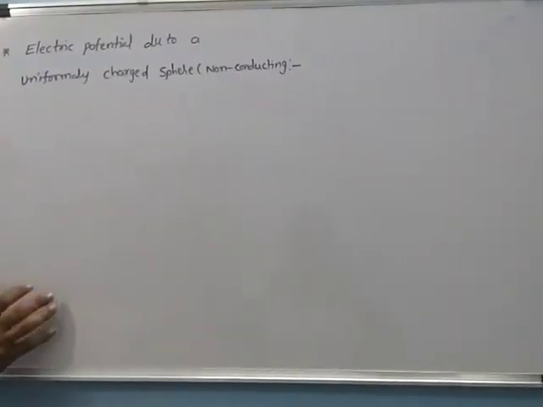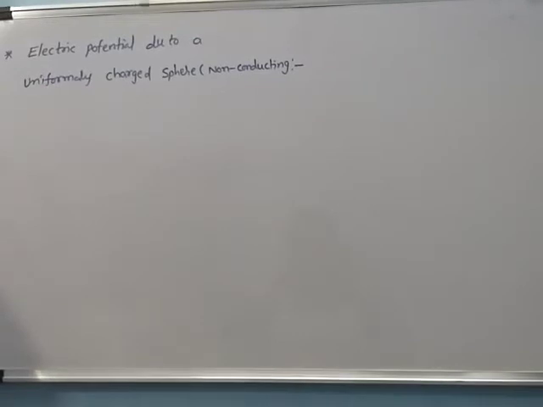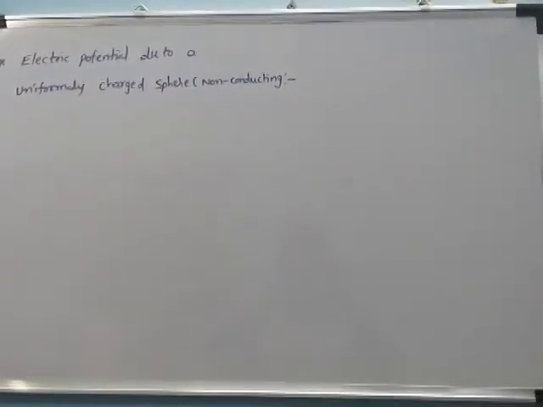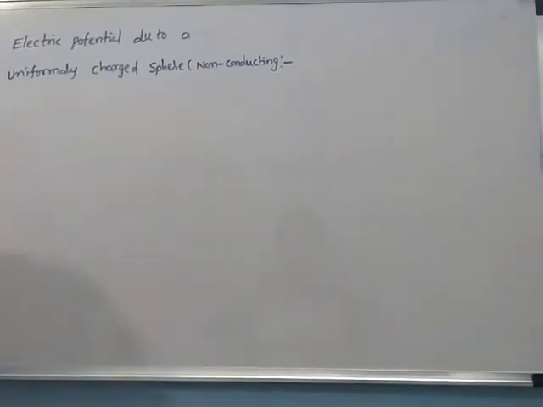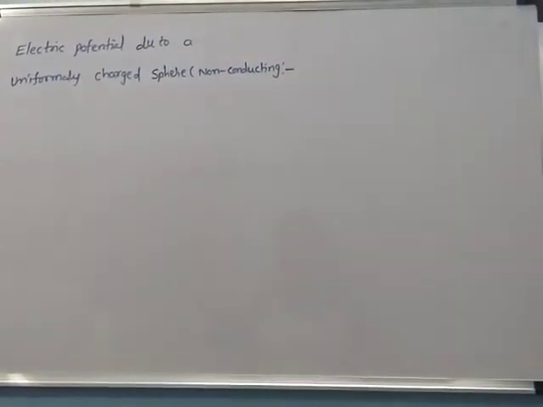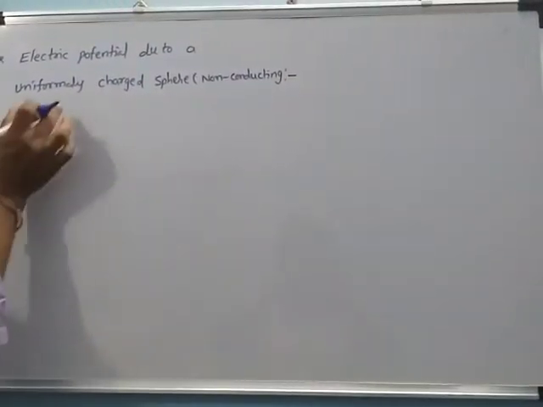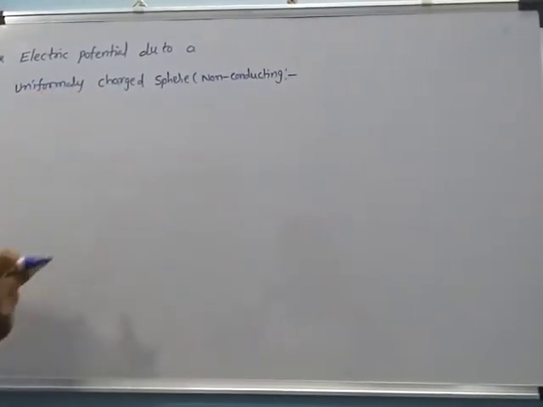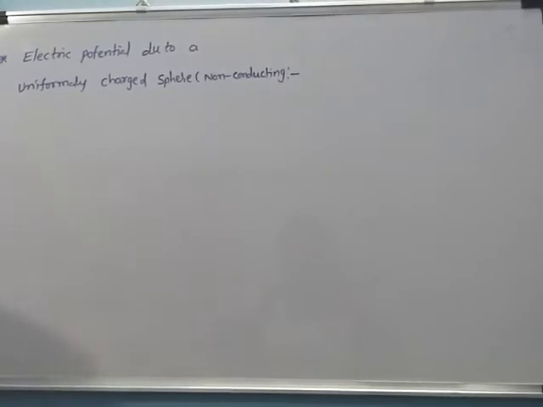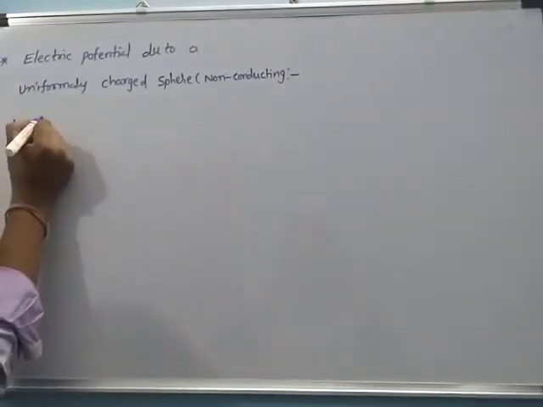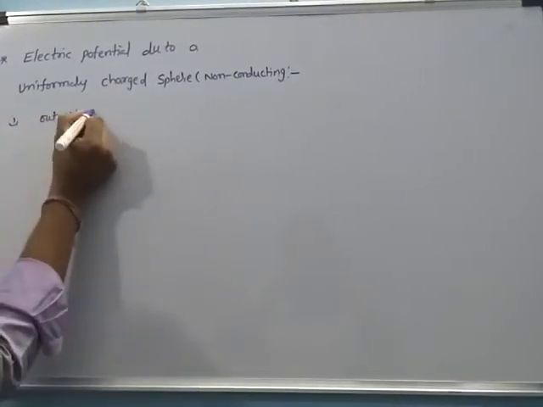Next we are discussing the topic electric potential due to a uniformly charged sphere, which is non-conducting. Before, we discussed a conducting sphere. Again there are the same three cases: outside the sphere, the surface of the sphere, and inside the sphere. Here the first one is outside the sphere.